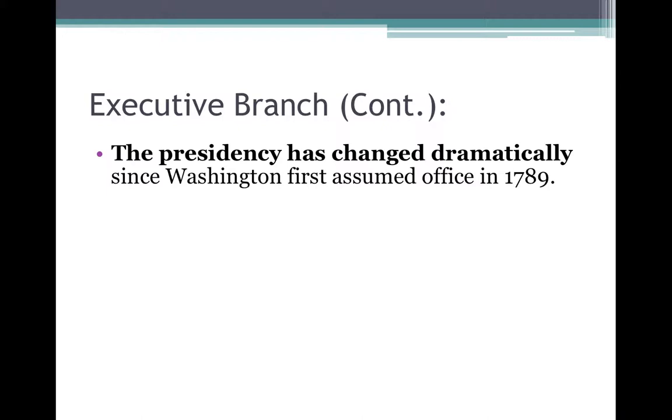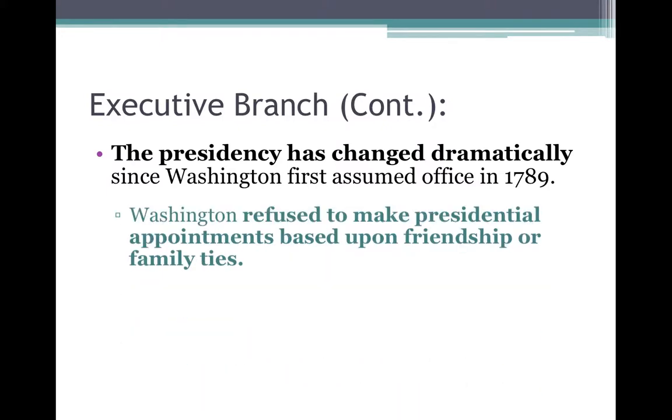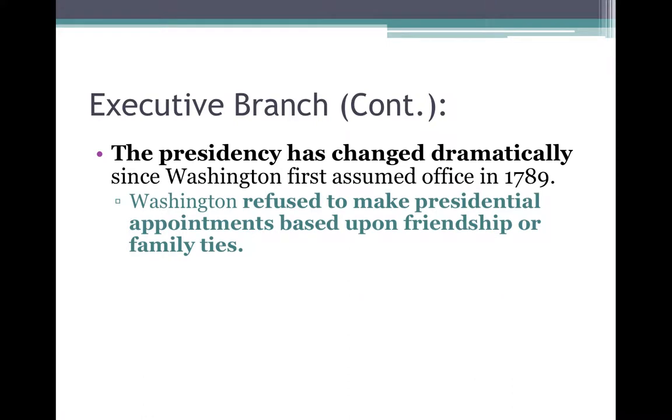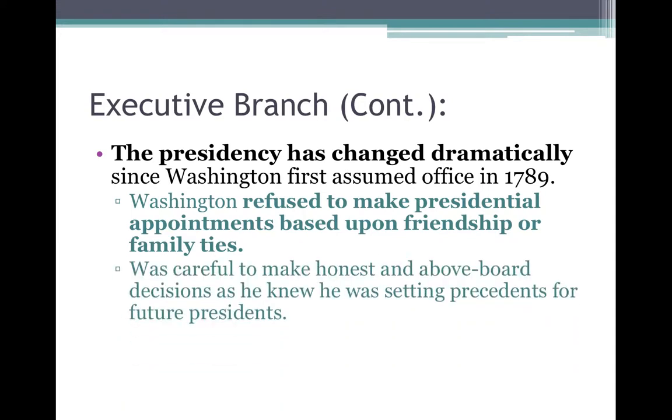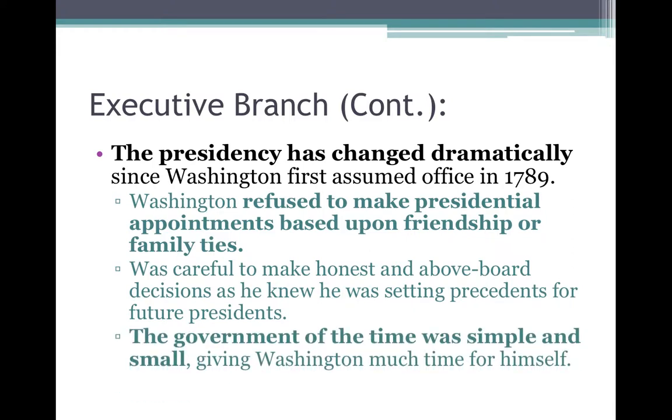The presidency has changed dramatically since Washington first assumed office in 1789. Washington refused to make presidential appointments based upon friendship or family ties, and was careful to make honest and above-board decisions, as he knew he was setting precedents for future presidents. The government of the time was simple and small, giving Washington much of the time to himself. The president was not as powerful as the president is today.